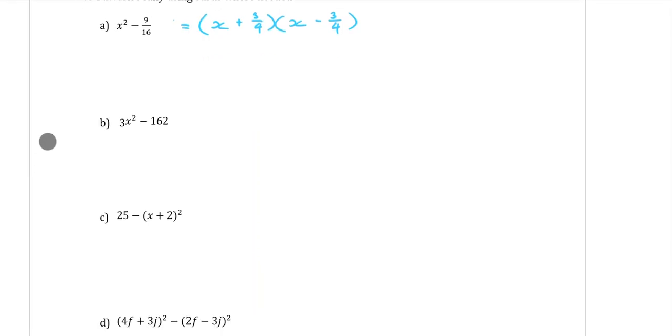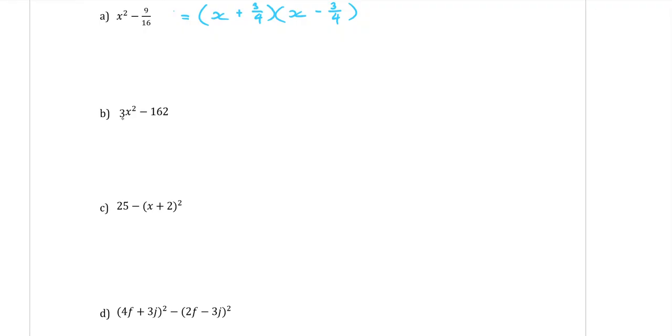In question B, two terms, and again they're subtracted, but this time I think I can bring out a factor of 3 before I do the difference of two squares, because there's a 3 sitting in front of my x squared there. So let's factorize the 3 out. That will give x squared minus 162 divided by 3 is 54. Then I'm going to do my difference of two squares. The 3 is just going to sit out the front, and then I have my two big brackets.